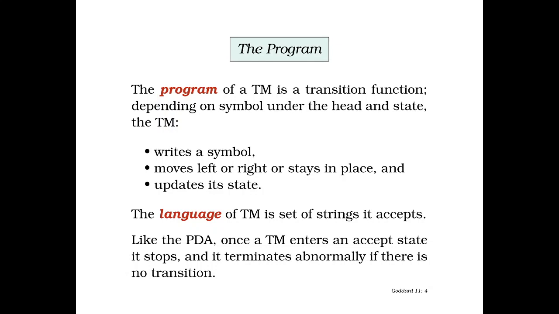In terms of definitions, a Turing machine's language is the set of strings that it is able to accept. Similar to the pushdown automaton, once a Turing machine enters an accept state, it stops. And if something happens abnormally, then there is simply no transition.